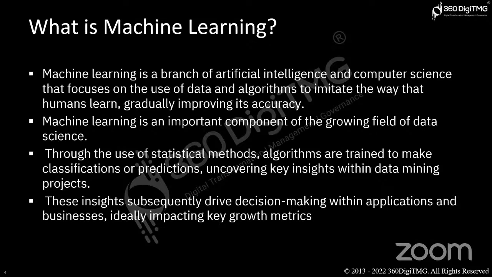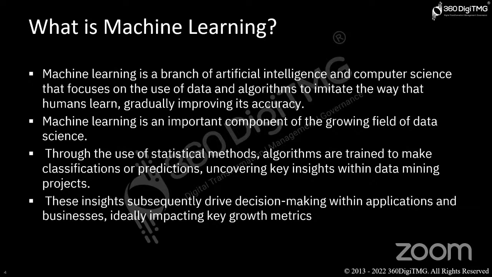So next comes, what is machine learning? Machine learning is a branch of artificial intelligence and computer science that focuses on the use of data and algorithms. It mainly focuses on the use of data. A lot of data is being released from various sources. We use the data and various machine learning algorithms to imitate the way that humans learn. How we learn a new concept in our daily life, how we predict some value, the same way machines will do. Gradually it improves accuracy. It is an important component in the growing field of data science, an essential part of data science.